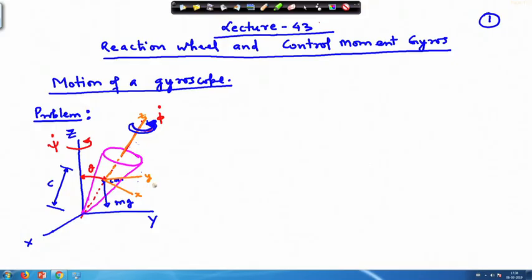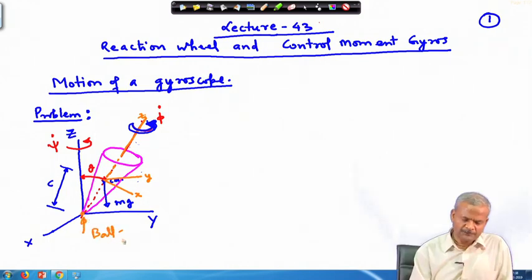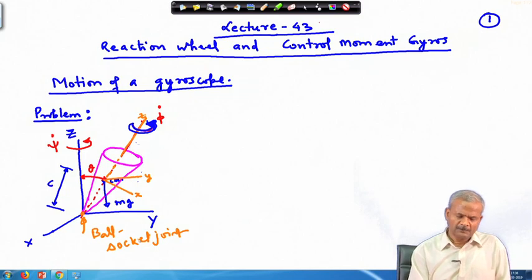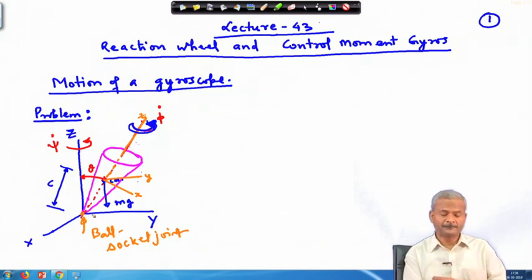we will have some video for that, and we have a problem here also. The problem is that we have a top, say a plate top. This plate top is hinged over this point. This point is a ball socket joint. So, this gives it 3 degrees of freedom.